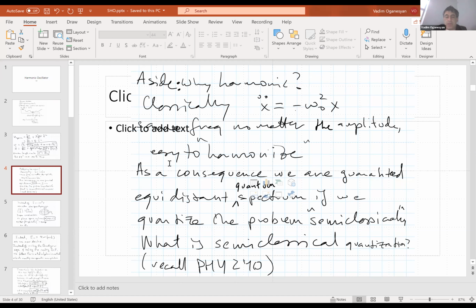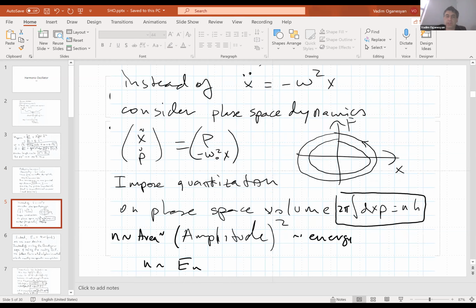Anyway, the interesting thing is that the consequence of this harmonic property of this particular problem is that we are essentially guaranteed that the quantum spectrum will be equidistant. And this can be derived with no real quantum mechanics. It can be derived semi-classically, as people did quantum mechanics in the early 1900s. We don't usually teach the semi-classical approach because it's a little bit archaic. The only place you might see it is in Physics 240, because that's more of a historical progression. I think it's interesting to keep in mind.